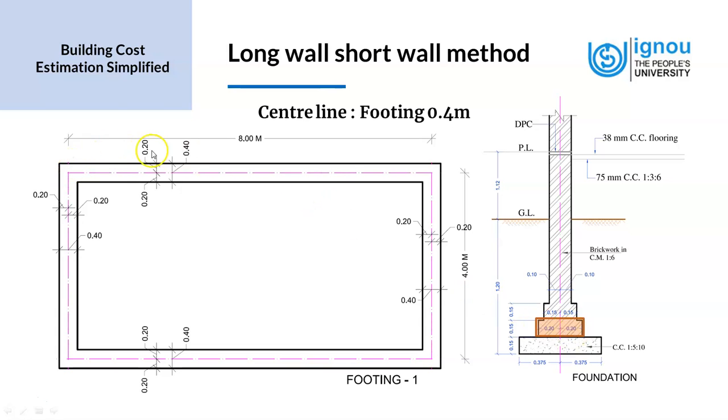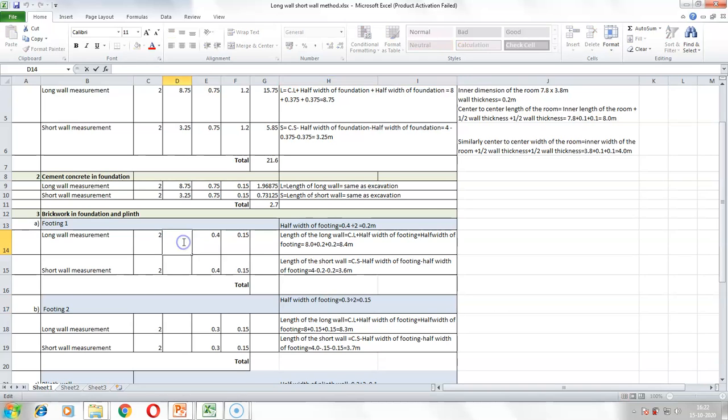So for that, we find that the central line is the same, which is 8 meters. And then because we're taking the long wall and it is outer to outer, this small width that remains is half the width of this particular footing, which is 0.2 meters on this side, and 0.2 meters on this side. So the total long wall measurement for the 0.4 meter footing is 0.2 plus 8 plus 0.2, which is 8.4 meters. So we go back and mention it as 8.4 meters, right?